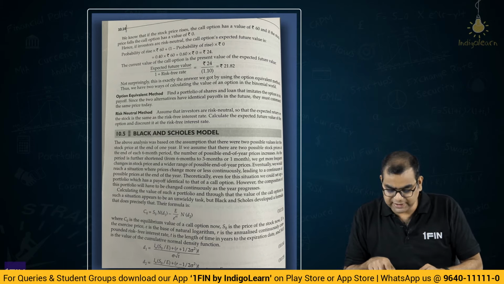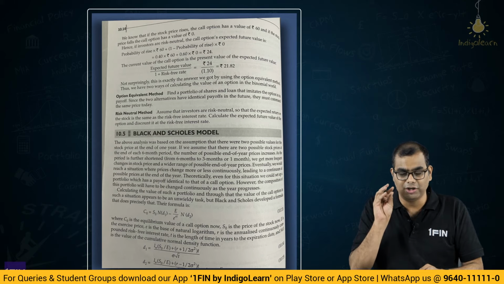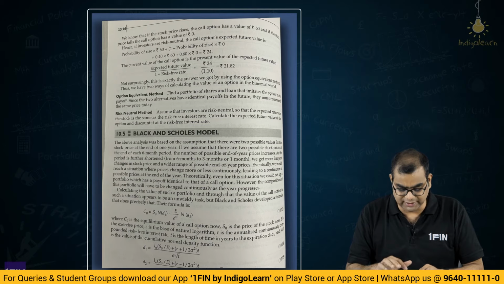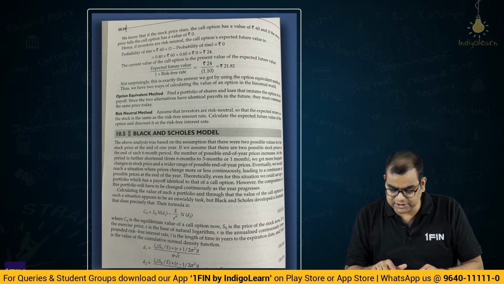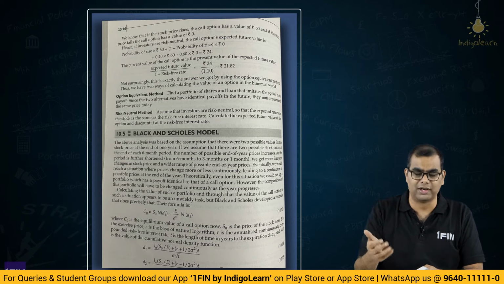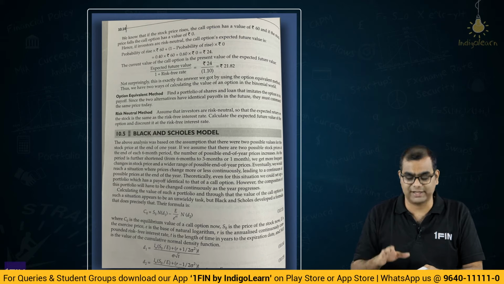Thus, we have two ways of calculating the value of an option in the binomial world. Option equivalent method, that is, find a portfolio of shares and loan that imitates the option in its payoff. Since the two alternatives have identical payoff in the future, they must command the same price today. So, you do this replicating portfolio where the shares are delta shares. Okay, that is one method. Second method, risk neutral. Assume that the investor is risk neutral, so the expected return on the stock is the risk free interest rate. Calculate the expected future value of the option and discount it at the risk free rate. Okay, so according to Mr. Prasanna Chandra, it is very clear that the option equivalent method, which is our replicating portfolio or binomial or delta hedging, whatever you wish to call it, and the risk neutral method are independent.